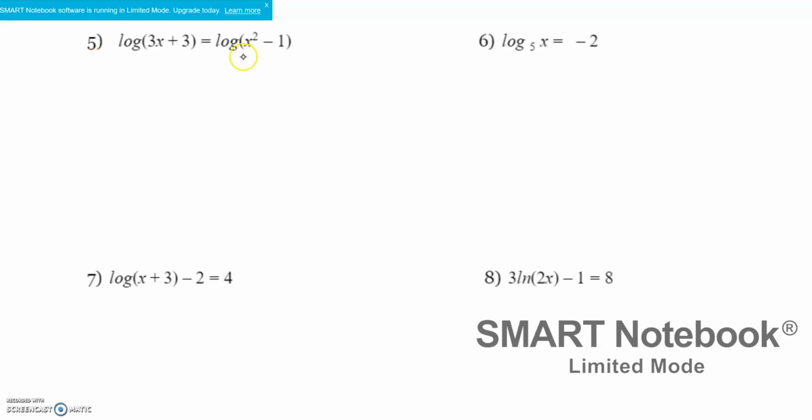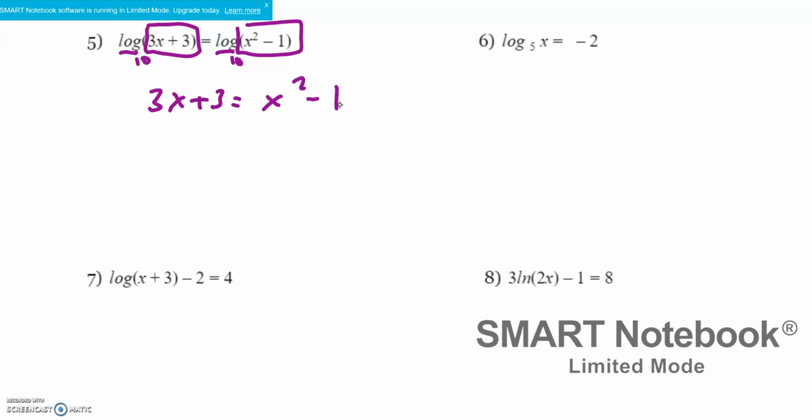Number 5 I like because on both sides we have a log, and if we have the same log with the same base, you assume both of these have base 10. That means that the arguments are also equal, which means that 3x plus 3 must equal x squared minus 1. Because this is squared, we have to factor or solve in some way. So I'm going to move these two over here. 0 equals x squared minus 3x.